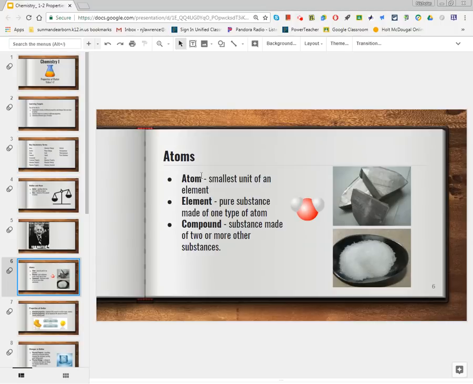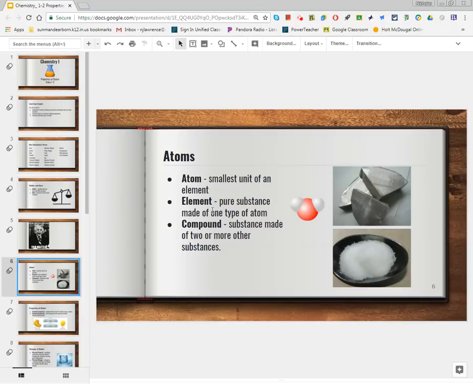So when we say an atom is made up of protons and neutrons and electrons, the reason why we say this is the smallest unit of an element is because each atom has a specific number of protons, neutrons, and electrons. In fact, we will find out that the exact number of protons an atom has is actually how we identify which element it is. So when we use the term element, that is used to describe what kind of atom we're talking about. An element is a pure substance made of just one type of atom.